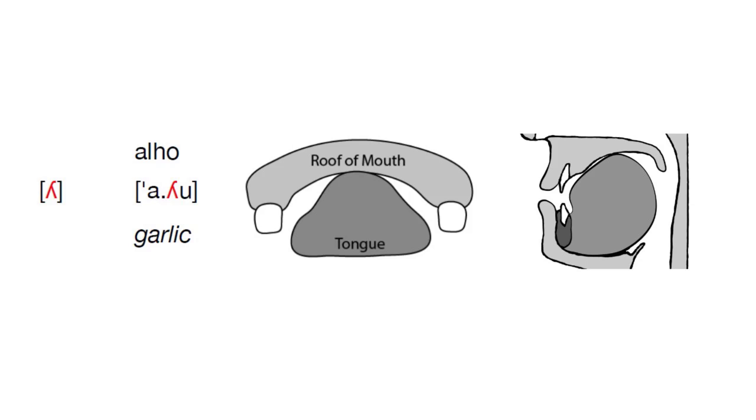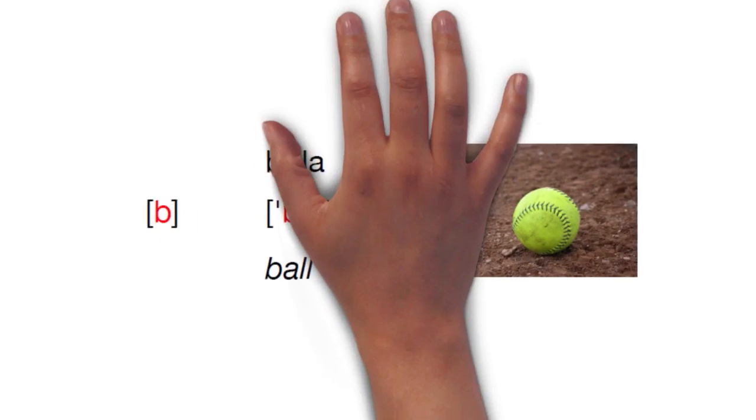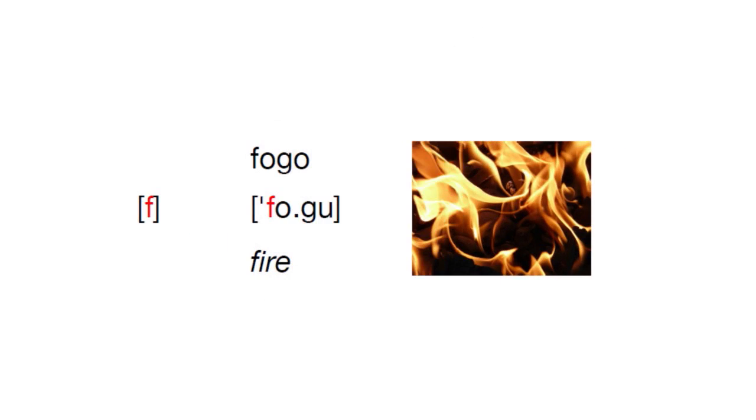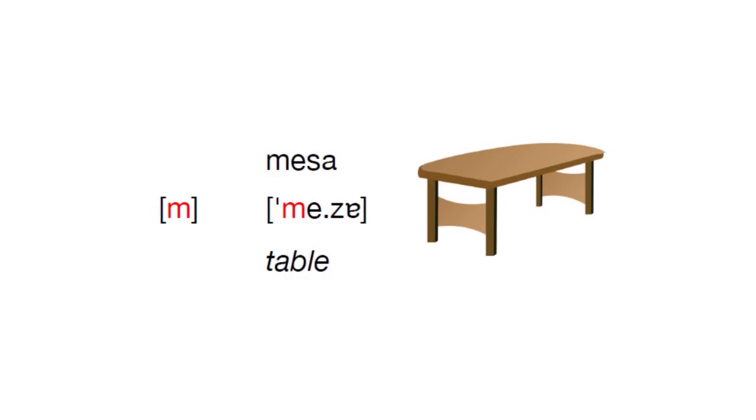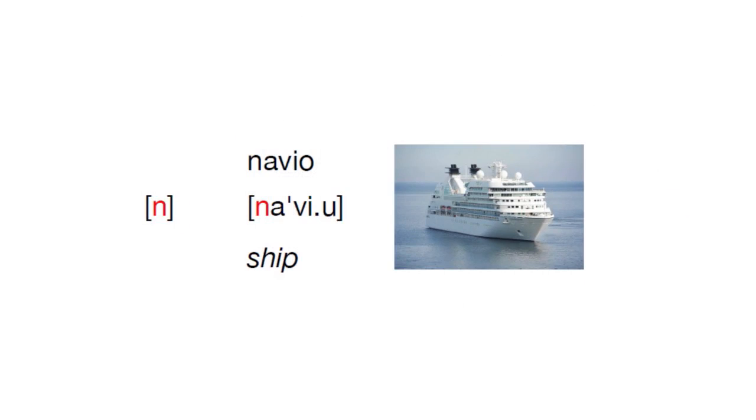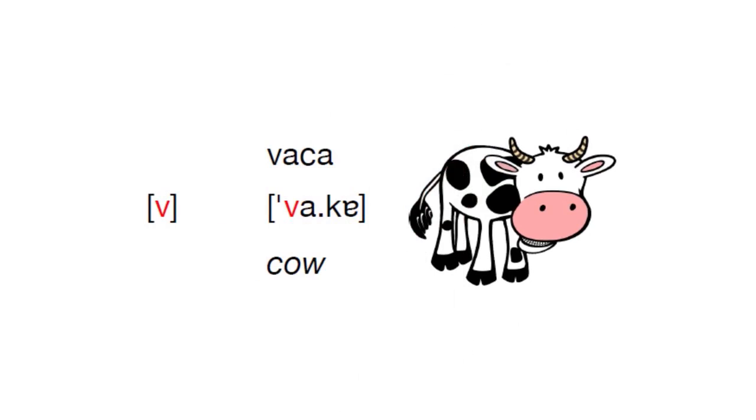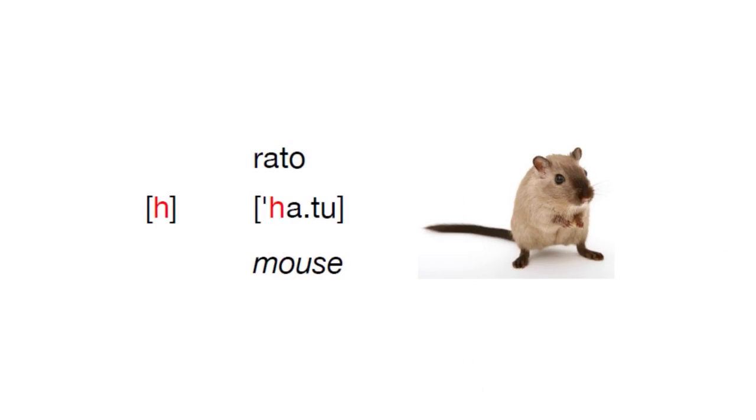L, alho. And with that, we have covered all of the consonants of Portuguese. To review, we had 9 consonants with familiar sounds and familiar symbols. There was B as in bola, F as in fogo, G as in gato, M as in mesa, N as in navio, S as in seta, V as in vaca, Z as in zebra, and H as in rato.